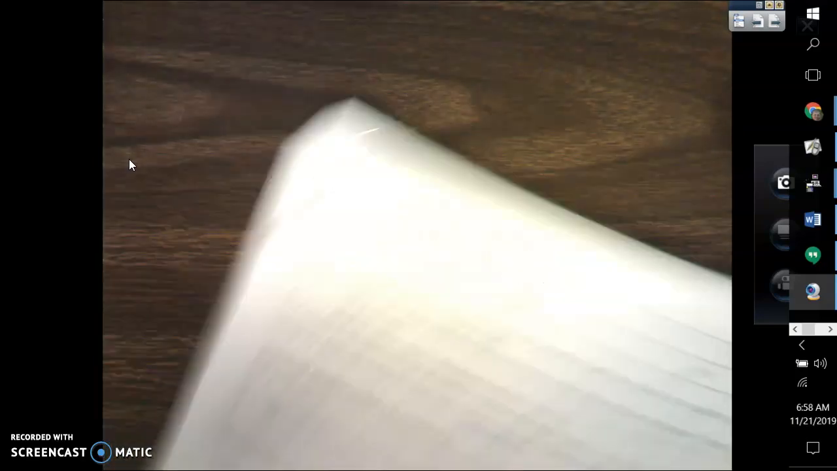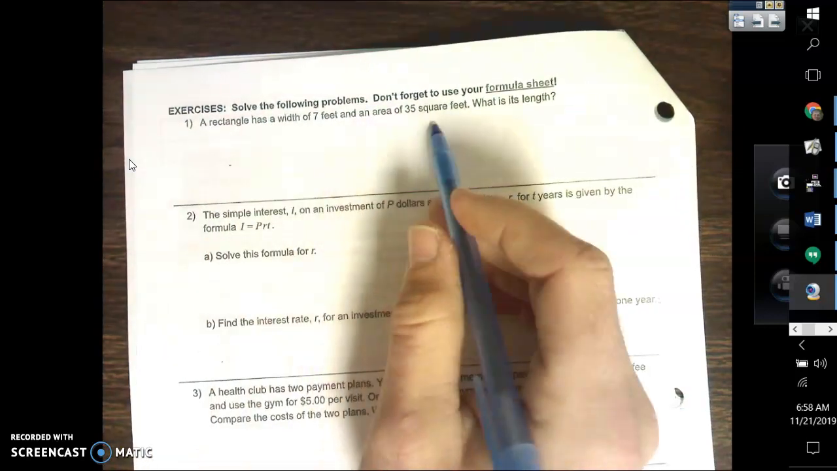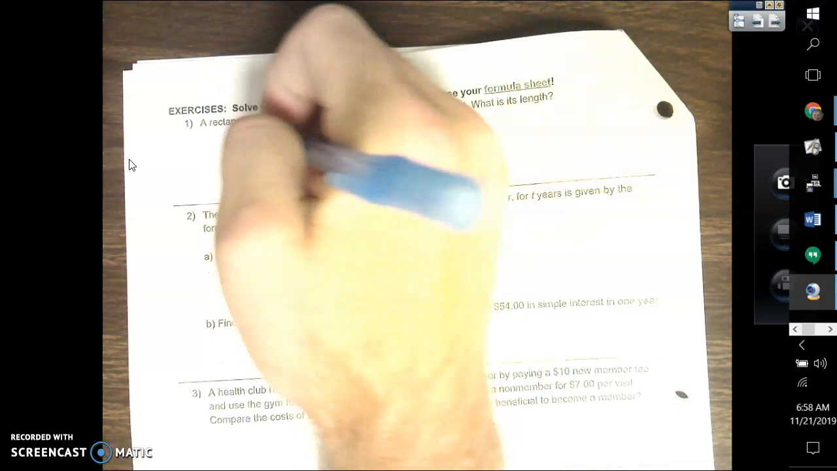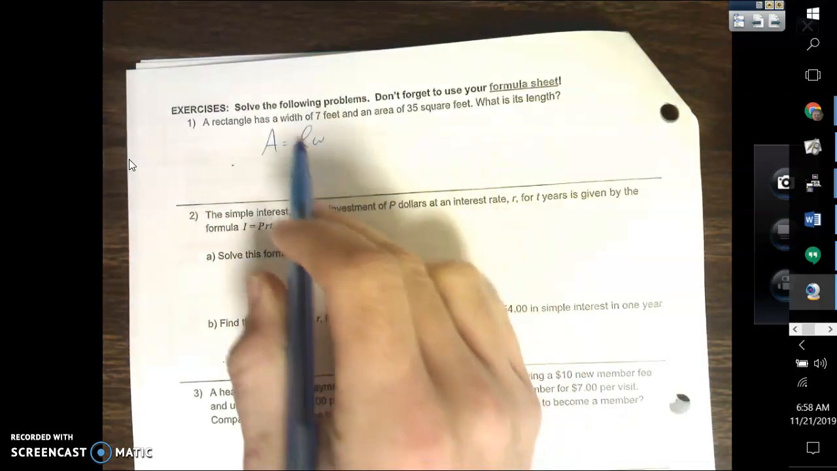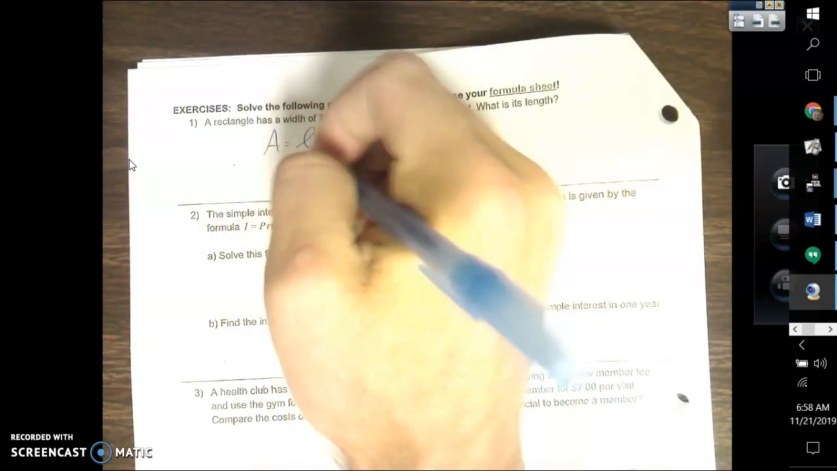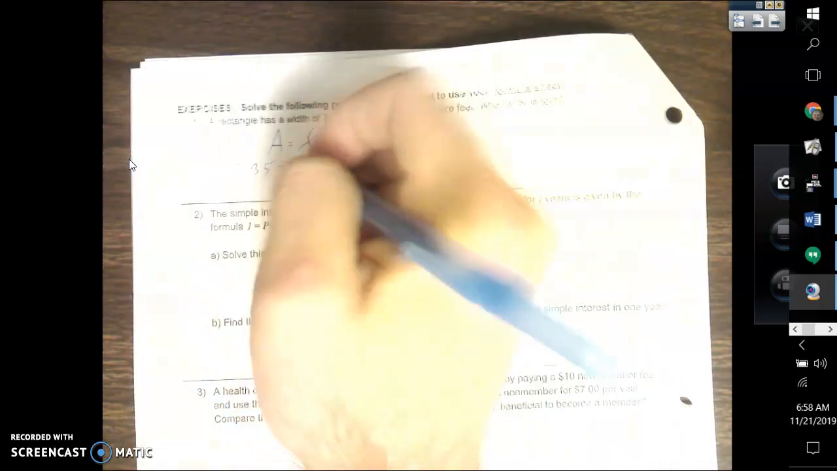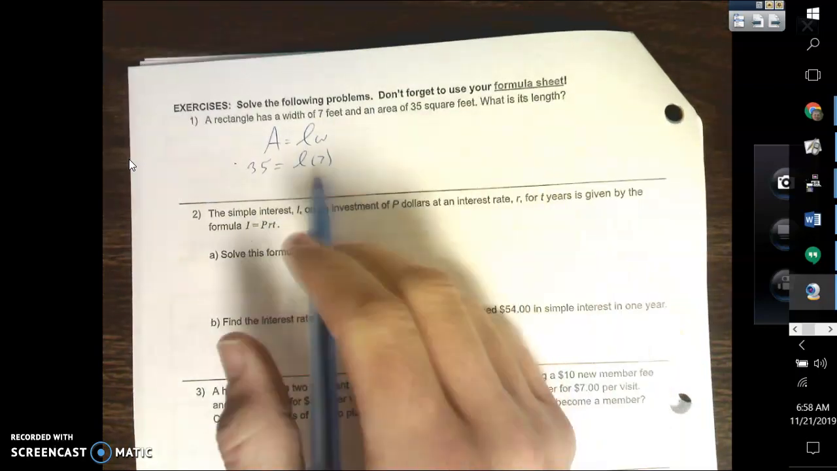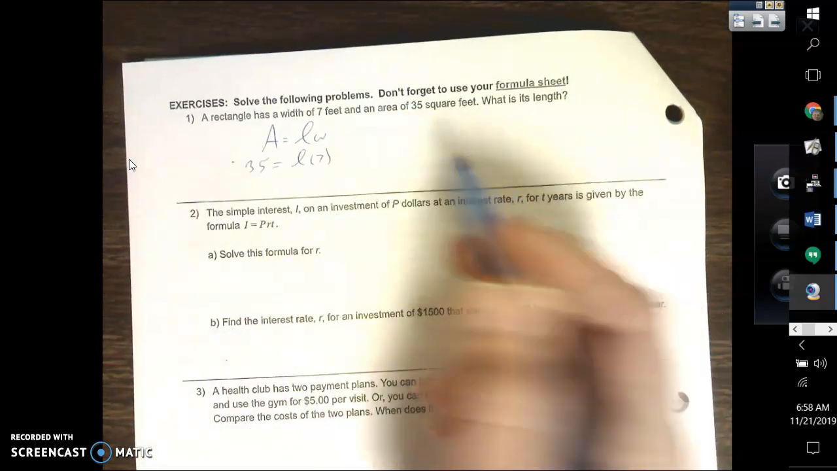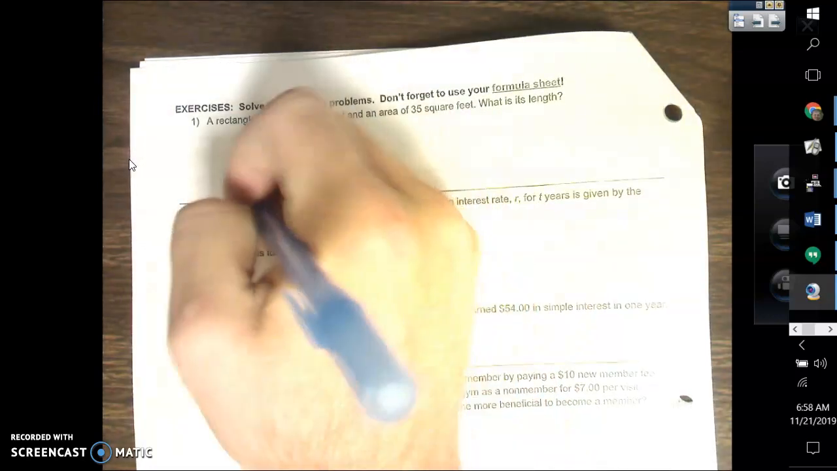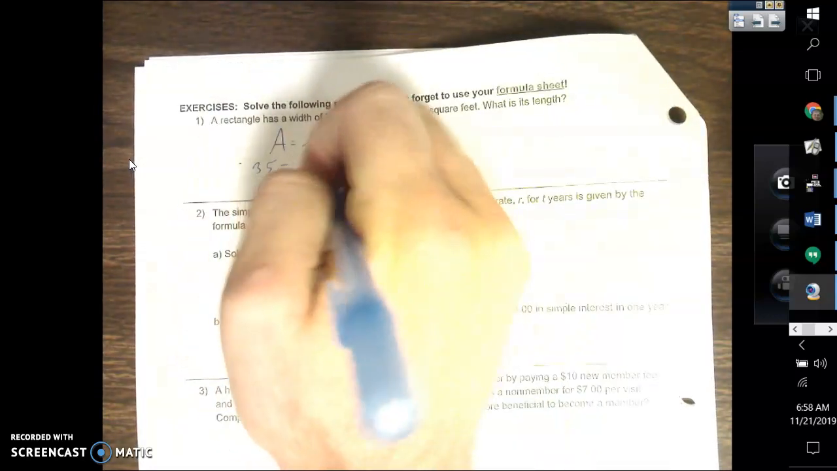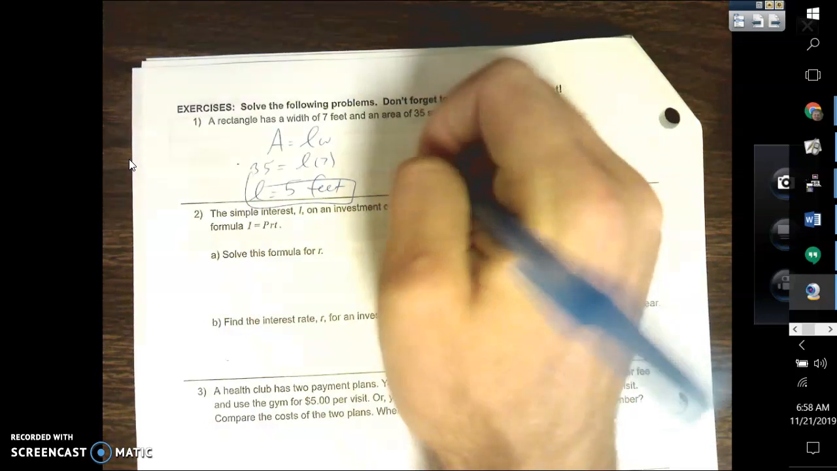All right, let's flip to our back side. A few more little ones here. A rectangle has a width of 7 feet and an area of 35 square feet. What's its length? Area equals length times width. Read the directions. The width is 7, so I put a 7 in for W. The area is 35. Put a 35 in for A. You want to find the length. If I take my time, read the directions, you're in good shape. Divide both sides by 7. L equals 5 feet.